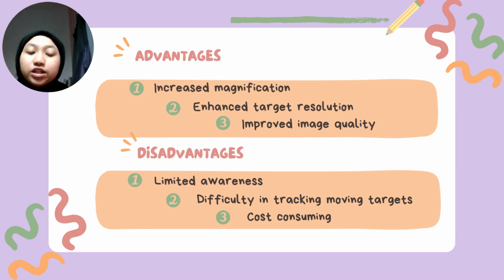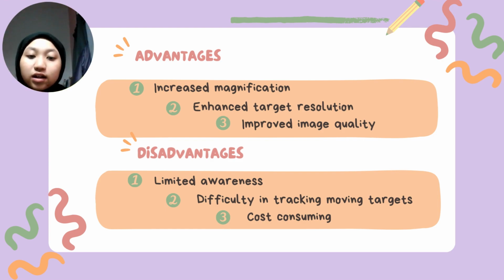Then for the disadvantages of reducing FOV, it will limit the overall awareness of the operator, which is a narrow FOV may cause users to miss important peripheral information, reducing the situational awareness. Next, the difficulty in tracking moving targets. So a smaller FOV can make it challenging to track fast-moving targets as the restricted field requires constant adjustment to keep the target within the view. So this limitation is especially critical in dynamic environments.